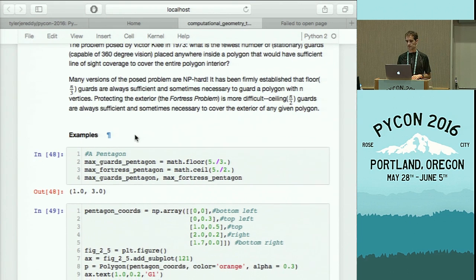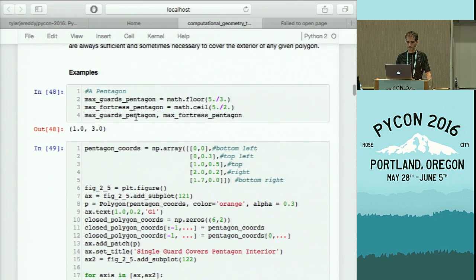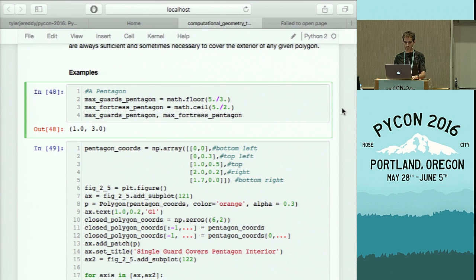But the problem here is that if someone gives you an arbitrary polygon, an arbitrary building layout, and says, is X number of guards or X number of cameras sufficient, that problem is NP-hard. So you can relatively easily get to a number that would be sufficient, but you can't know if that's the optimal number in many cases. So I think this is a lot easier with examples.